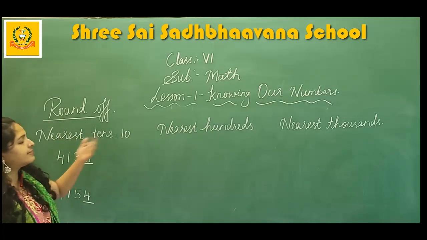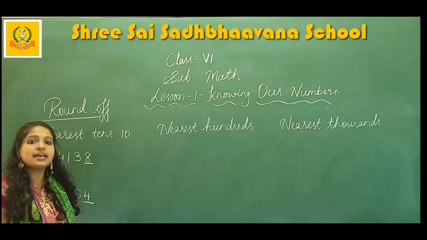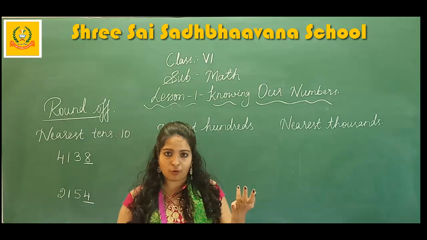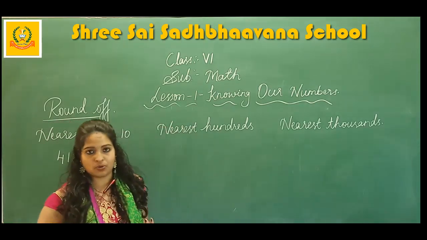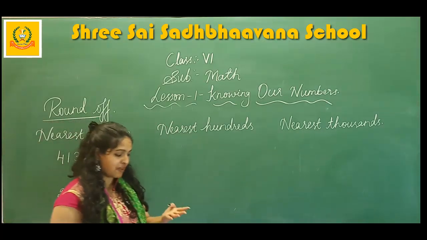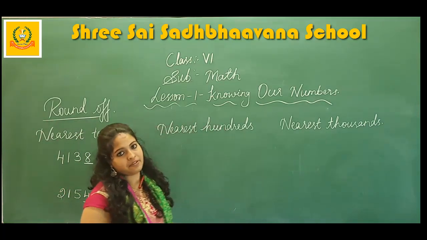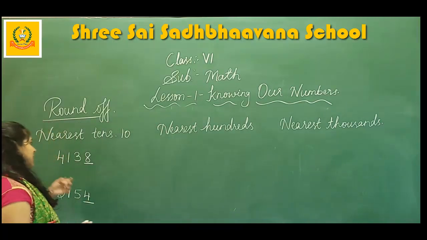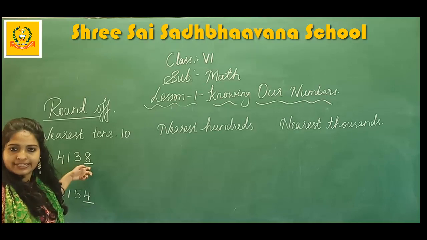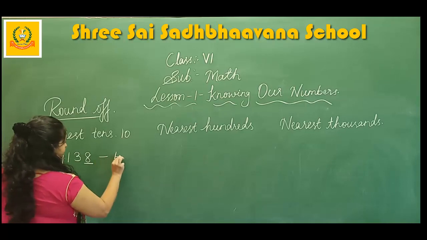Now, 10. So what we have to do? If the last digit is less than 5, that is 1, 2, 3, 4, we will round off to the 0. Okay, we will round off to the 0. If the last digit is 5, 6, 7, 8, 9, we will round off to the tens. We will round off to the tens. Example, here the last digit is 8. 8 is nearest to 10, right? So now what we have to do? First I will write the same number.